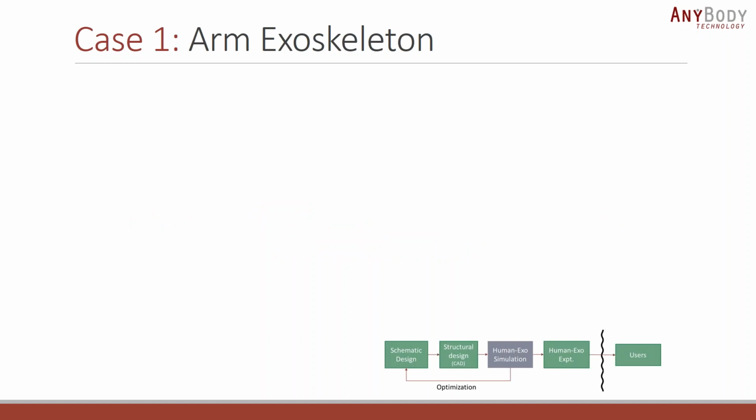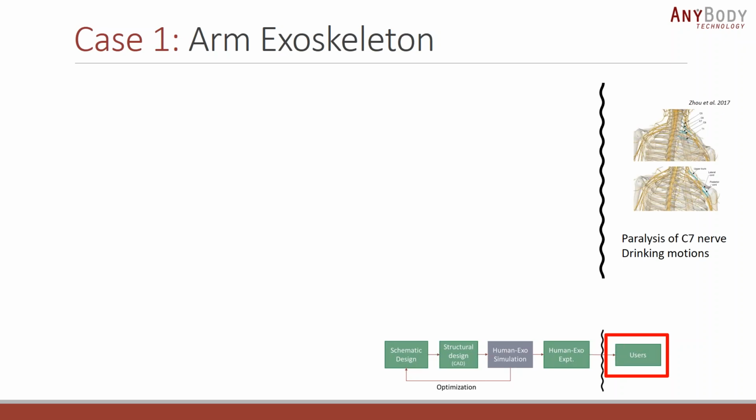And for this, let me first draw your attention to the flowchart at the bottom, which is nothing but the design cycle that we saw in the first few slides of my presentation. So as I talk you through the methodology, I will show you how the different steps correspond to the different steps of the design cycle. We will first start by looking at the users. This device was intended for people with paralysis of the C7 nerve, and such paralysis causes severe dysfunction of all the arm muscles, and they were interested in creating an exoskeleton that assisted in drinking motions.